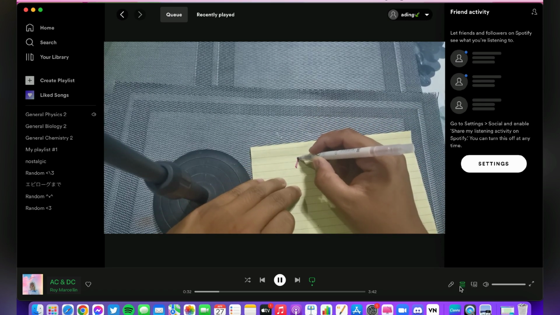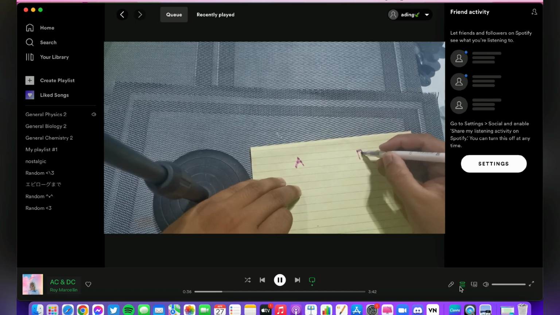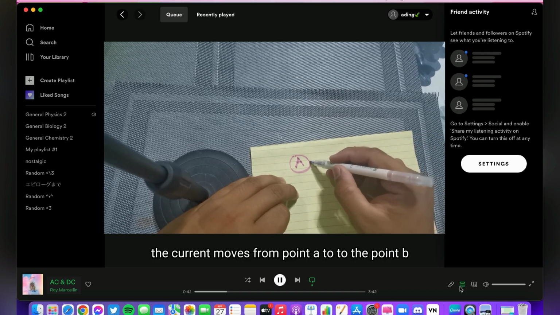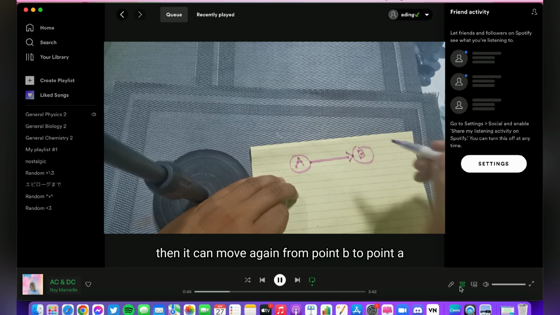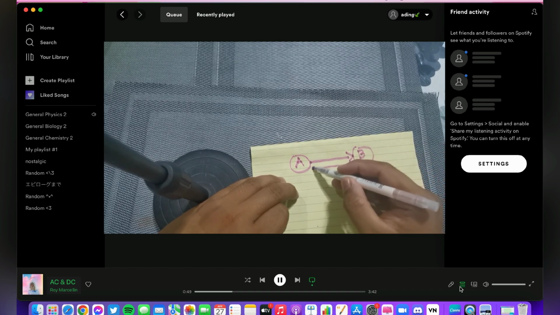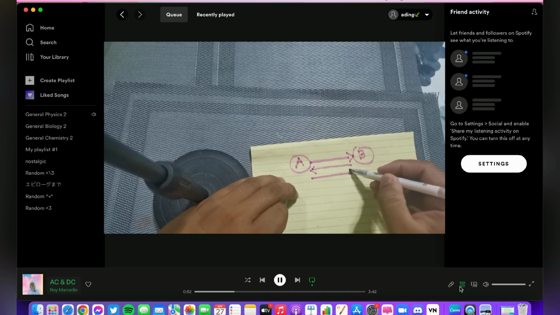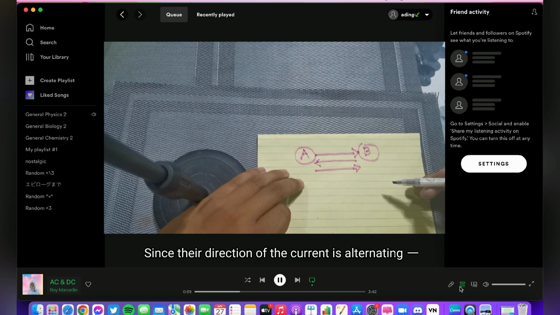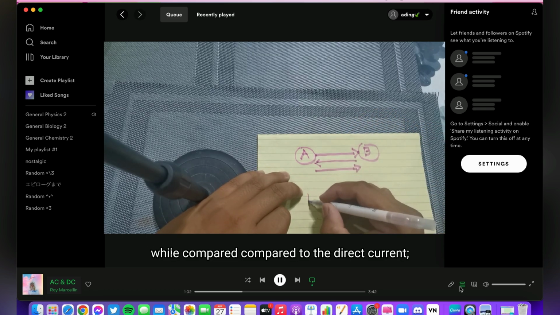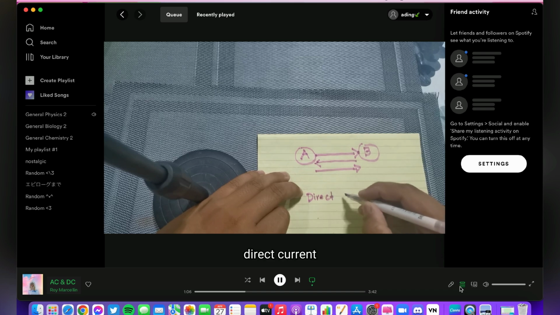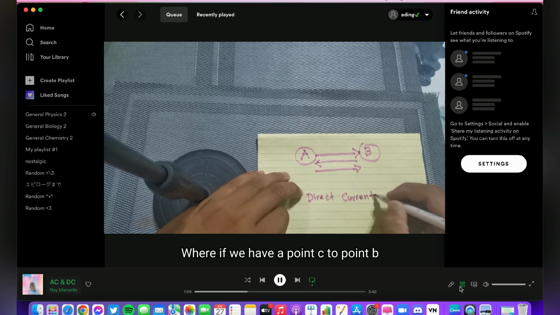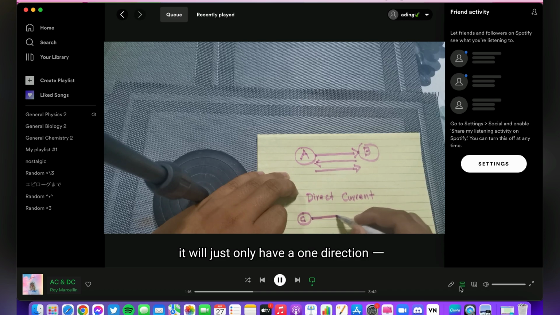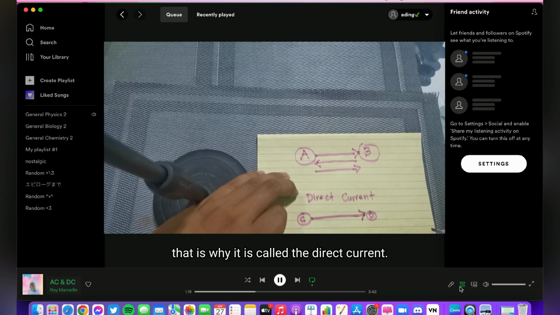If we illustrate alternating current based on its definition, say we have a point A and a point B. In alternating current, the current moves from point A to point B, then it can move again from point B to point A, and again from point A to point B. That is why it is called an alternating current, since the direction of the current is alternating, compared to direct current, where if we have a point C to point B, it only has one direction. That is why it is called a direct current.